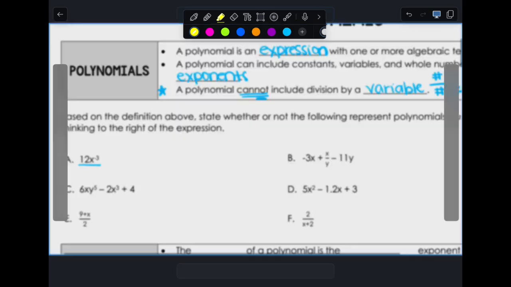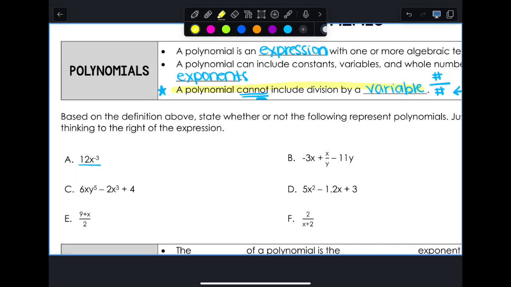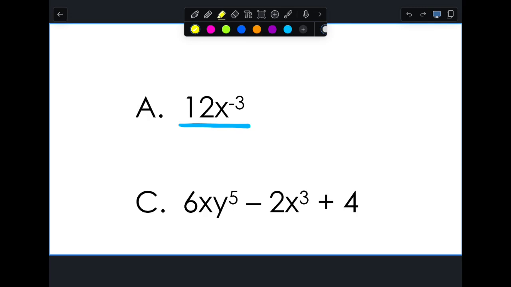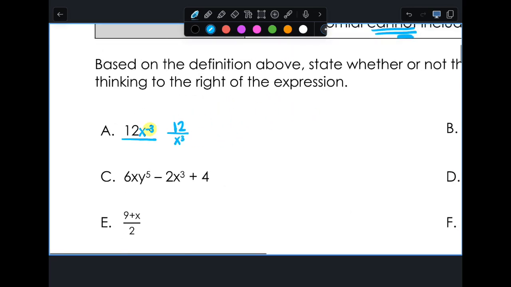Look at this last. Hey, focus. What does that last rule say? Cannot include division by a variable. Now look at example A. Oh, it's negative. When you have a negative exponent, what happens? Divide. You move that to the what? Bottom. And if it moves to the bottom, what ends up happening? It becomes a fraction, and you have a variable in the denominator, and you cannot divide by a variable.